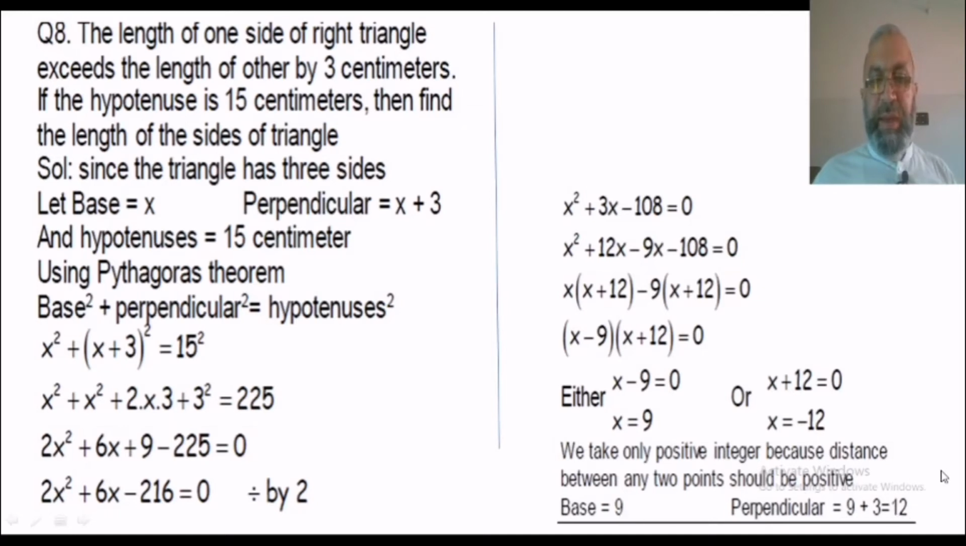Thus base 9, perpendicular 12, that is the length of the other side of the triangle. The hypotenuse was given, we can check them by Pythagoras theorem. 9 square plus 12 square is equal to 15 square, that is 225.